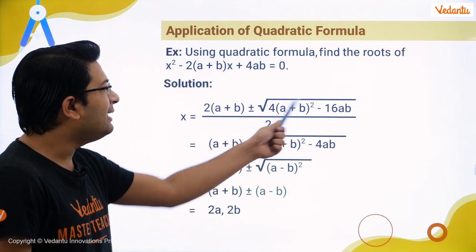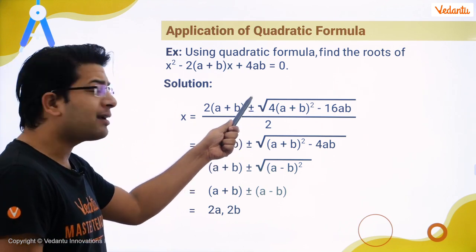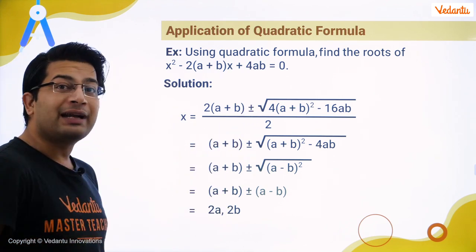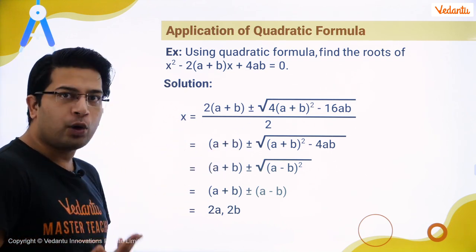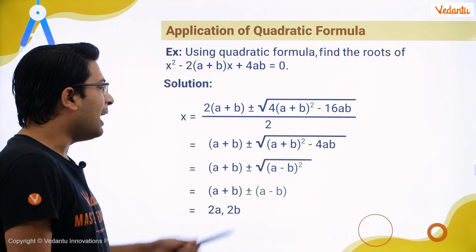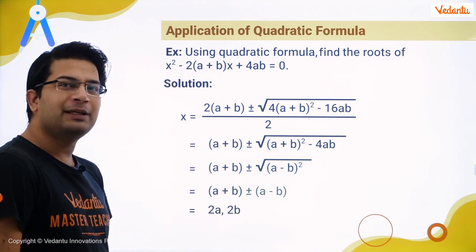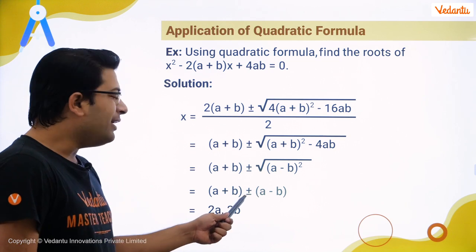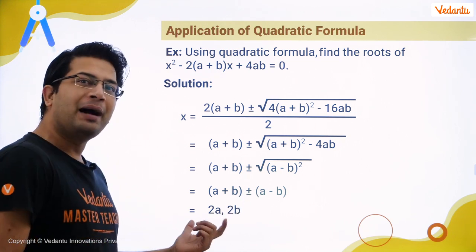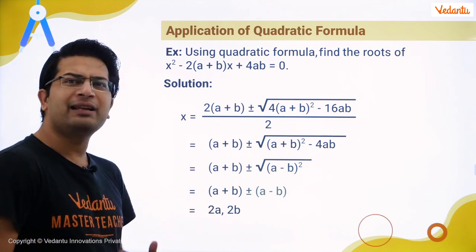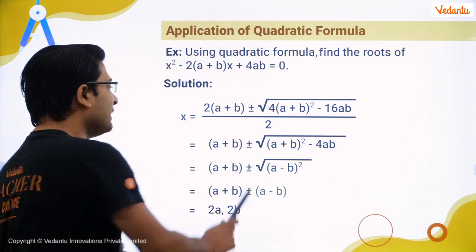Inside the under root, we can take 4 common, right? We can take 4 outside. And if 4 comes outside the under root, that will become only 2. And that is why this 2 term is cancelled out, right? So now, under root (a minus b) to the whole square will become only a minus b. So one time we have to consider the plus sign, and one time we have to consider the minus sign. And in the same order, we will get the 2 roots of the given quadratic equation. I hope it is clear.